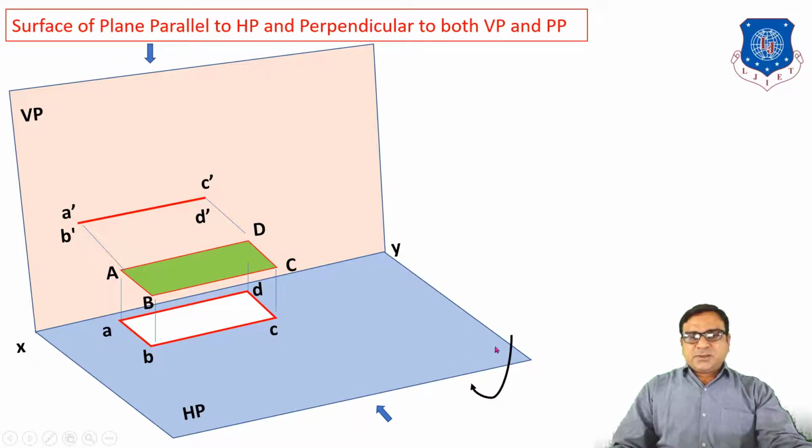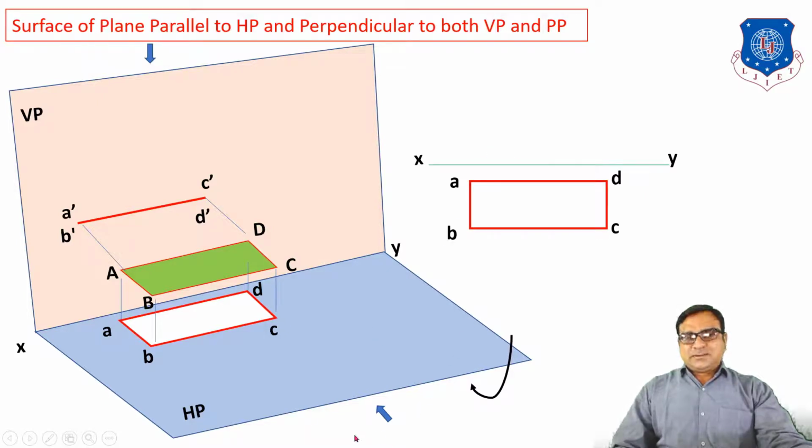But when we rotate this horizontal plane clockwise by 90 degrees, and VP and the horizontal plane are kept in a single plane, you will get the projections, front and top view. So in 2D, we always draw like this. First of all, draw the XY line. Then draw the top view, the true shape ABCD. Take the projection and draw the front view A dash, B dash, C dash, D dash.